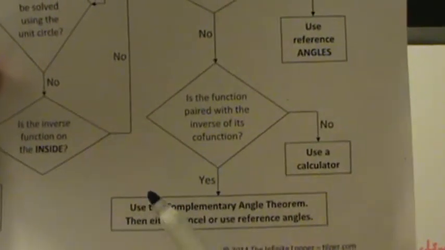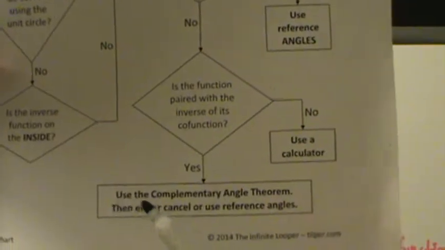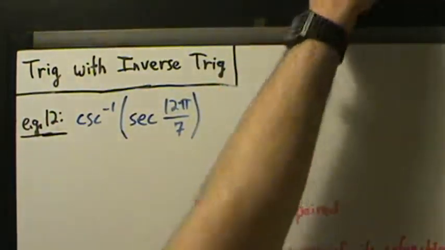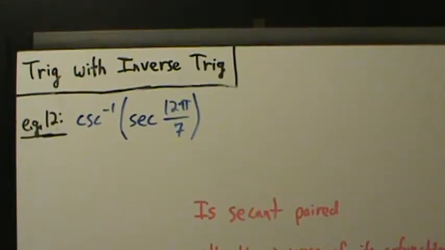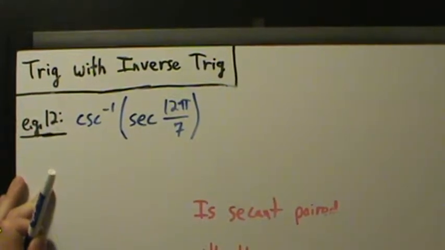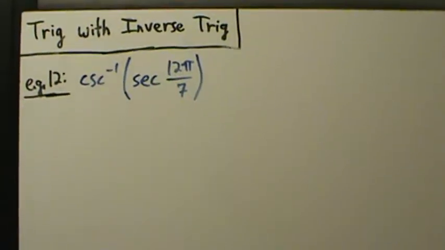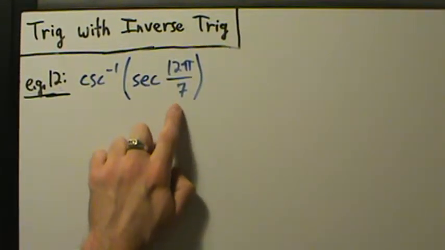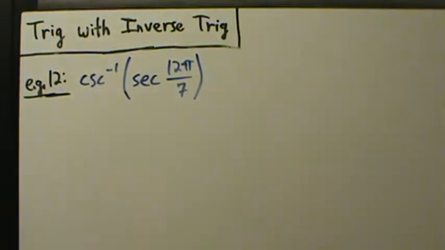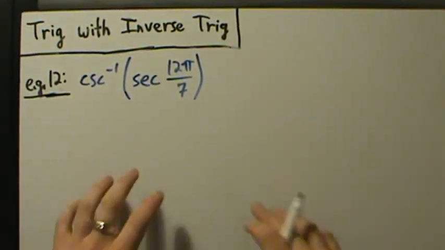Is the function paired with the inverse of its cofunction? Yes, it is. So now we use the complementary angle theorem, and then either cancel or use reference angles after that. Again, like we mentioned at the end of the last video, the complementary angle theorem technically applies to only acute angles, but the result that the complementary angle theorem has is actually true for more general angles. So even though 12 pi over 7 is not really an acute angle, we can still use it. It's just a more general identity that's true, which is nice. It's true as long as there are no domain violations, which we don't have to worry about here. So anyway, now why do we want to use that theorem?